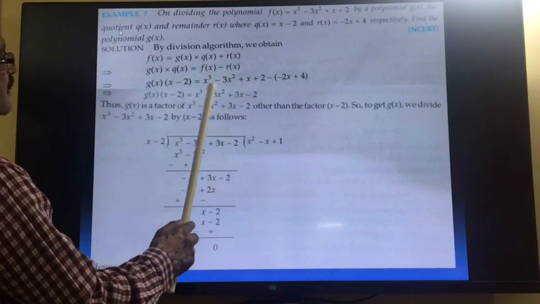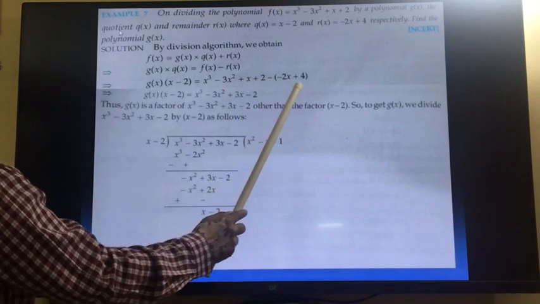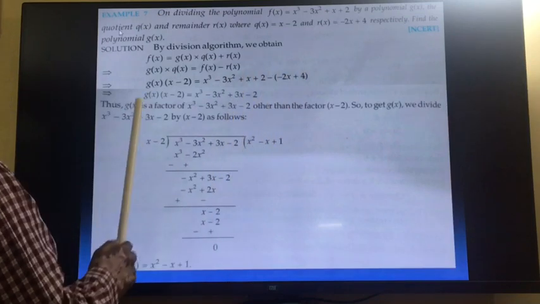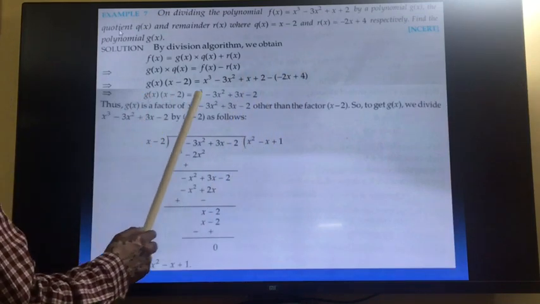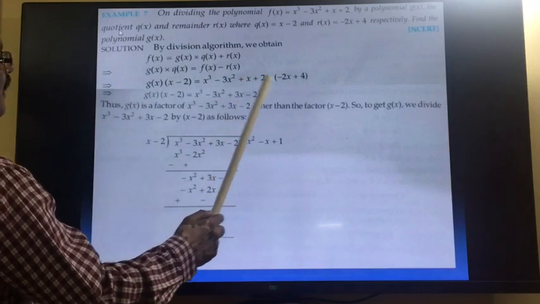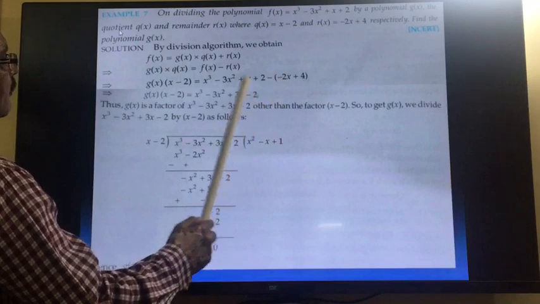In place of f(x), the value of f(x) is given here, and here r(x). Because minus is before that, this will change the sign. So you will get g(x) into (x minus 2) is equal to x cube minus 3x square, and this x and plus 2x will become 3x, and plus 2 and minus 4 will become minus 2.